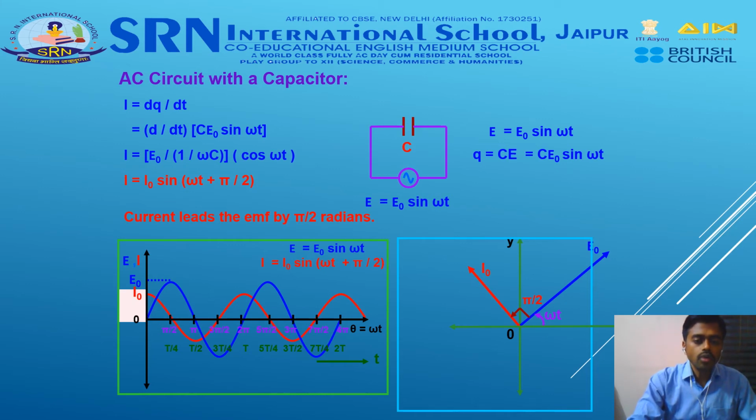Now we can obtain the same thing in the phasor diagram. In the phasor diagram we can say that EMF is at a phase angle omega t from the horizontal, but the current is 90° ahead of the EMF. So this is the representation of AC circuit with a capacitor.